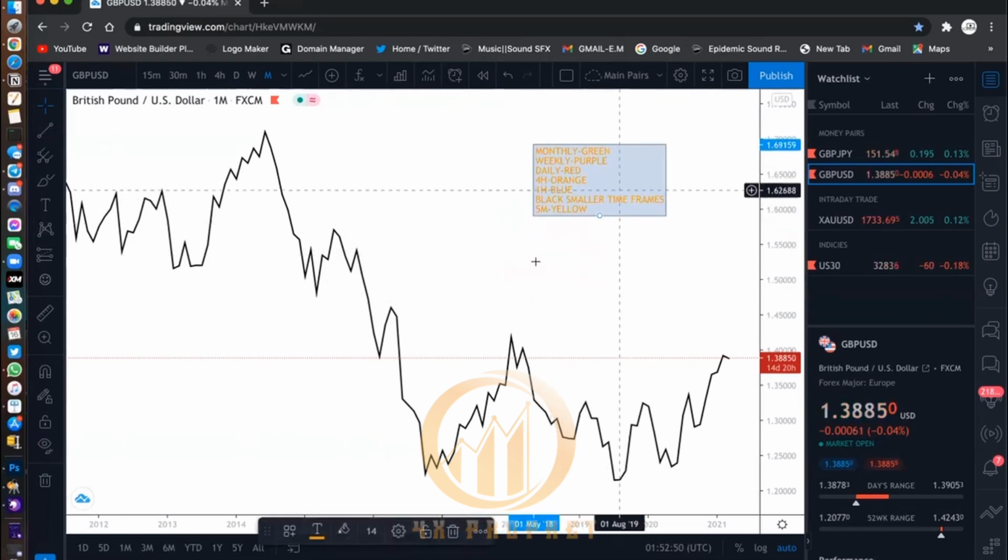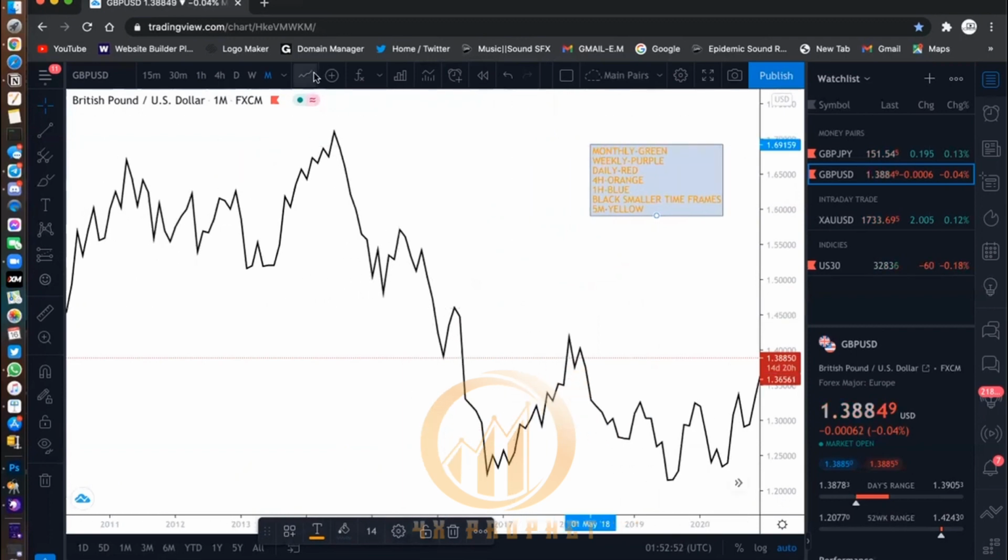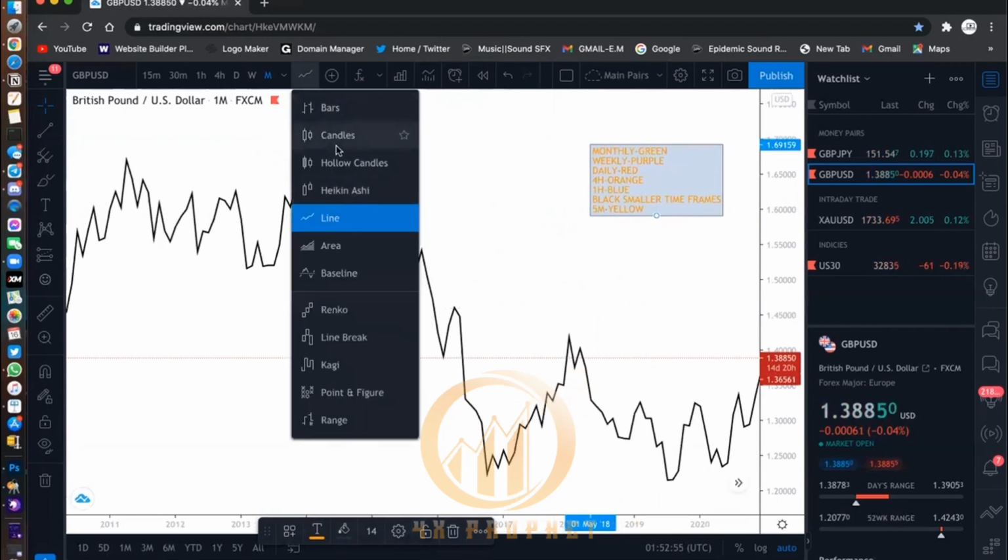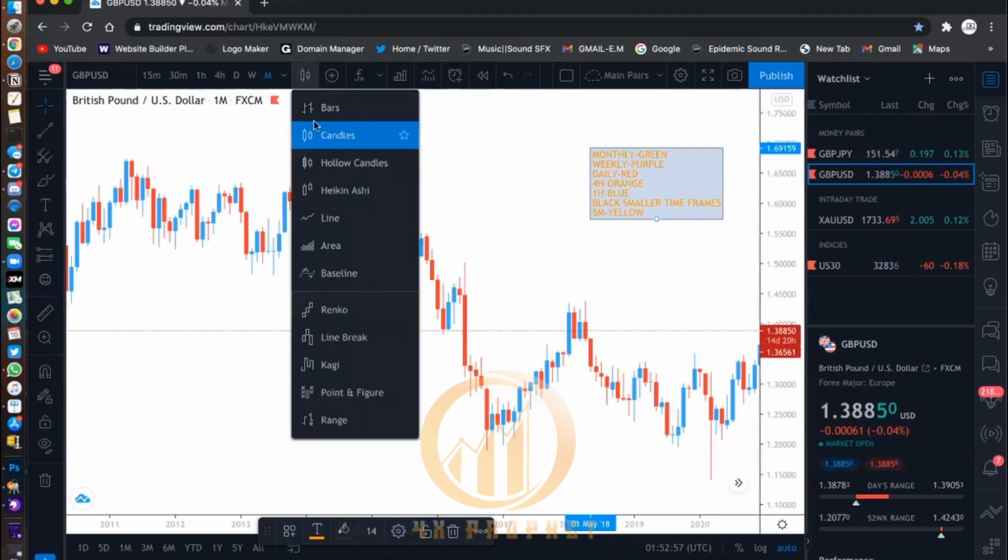So when we are drawing our support and resistance, we are using the line chart, all right? You would have learned about these charts already. We have the Japanese candlesticks, the hollow candles, and a line chart.